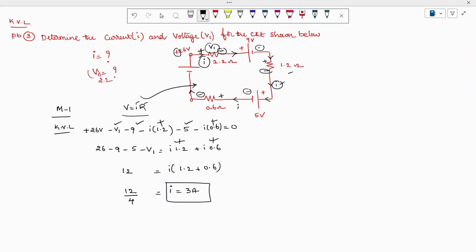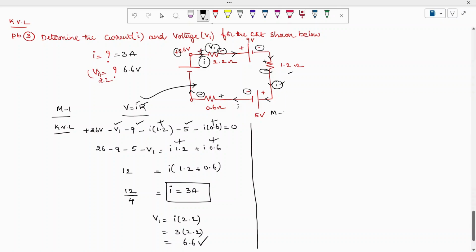Now I want to find the voltage V1. The current I is equal to 3 amperes. V1 is nothing but, what is the formula for voltage? I into R. R value is 2.2. So current 3 multiplied by 2.2 is equal to 6.6 volts. So that is your answer, 6.6 volts. So this is method 1. Those who feel comfortable can solve by method 1.